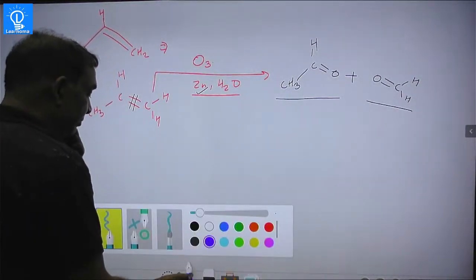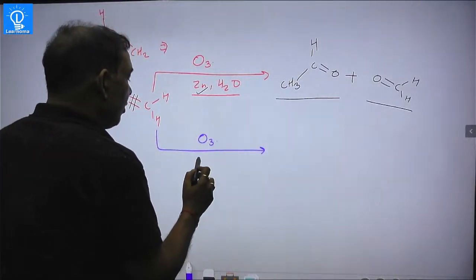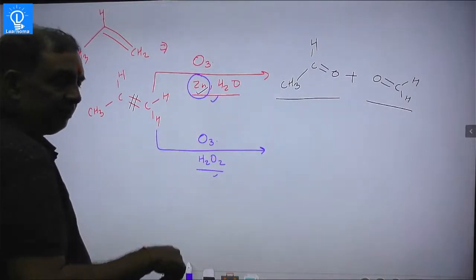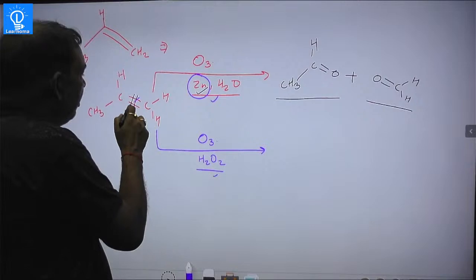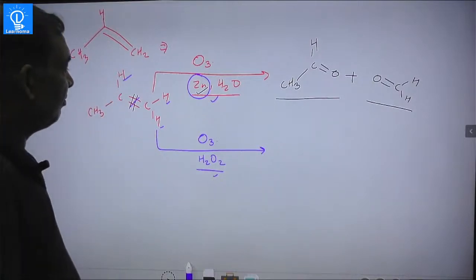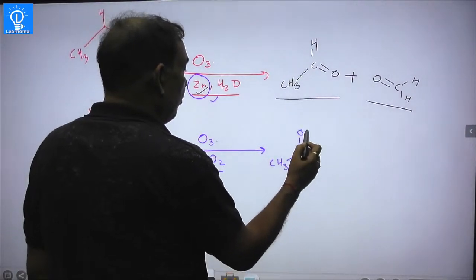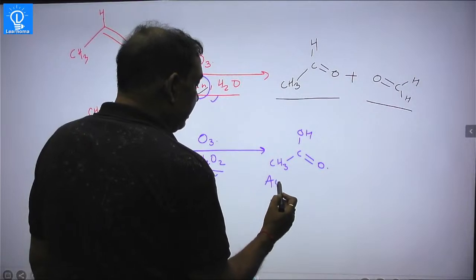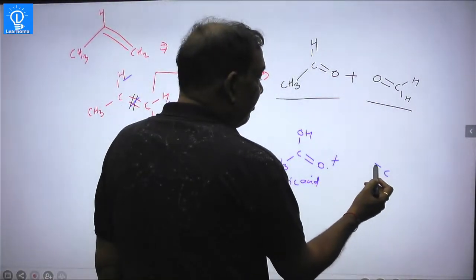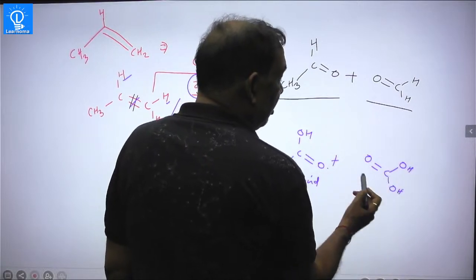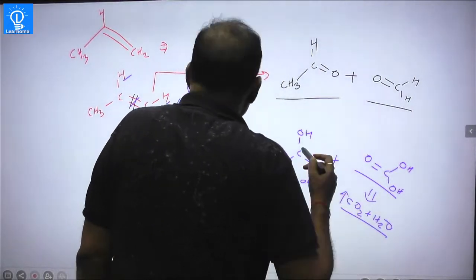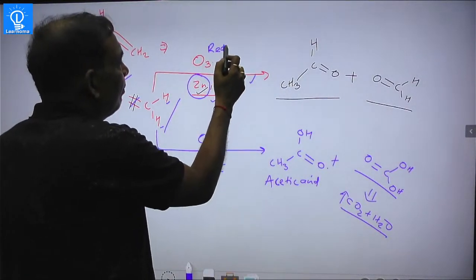But what will happen if we have ozone followed by H2O2? This is oxidative, the earlier one is reductive. How can I know zinc is not there? In that case, in addition to the pi bonds, these boys will also be kidnapped, and each hydrogen is replaced by one OH. What does this mean? CH3CHO becomes acetic acid, plus carbon double bond O with two OH, which is nothing but carbonic acid, or CO2 plus water. See, we have two different products in reductive and in oxidative.